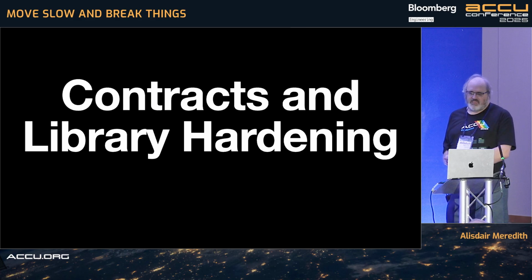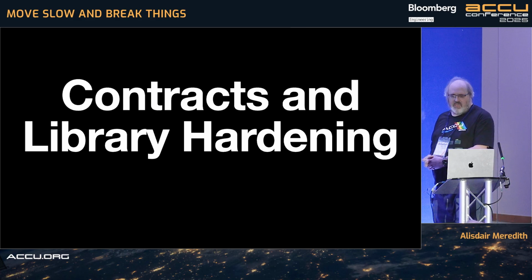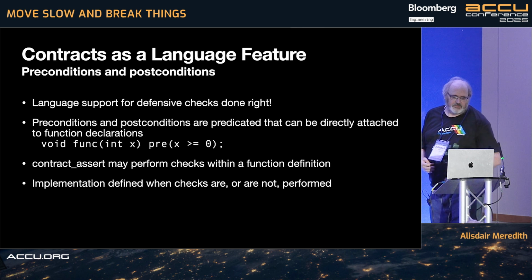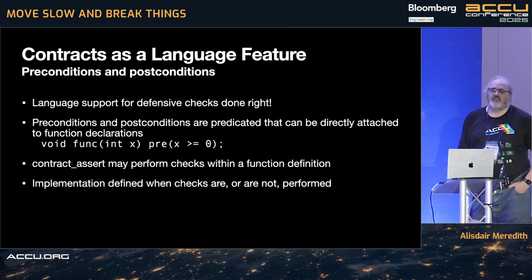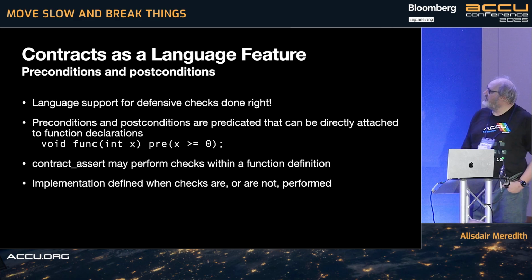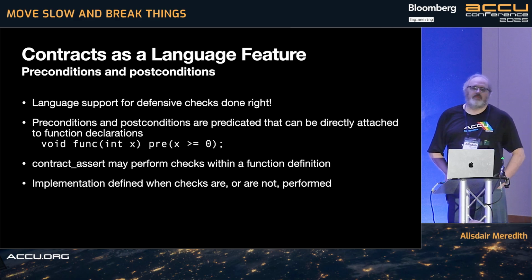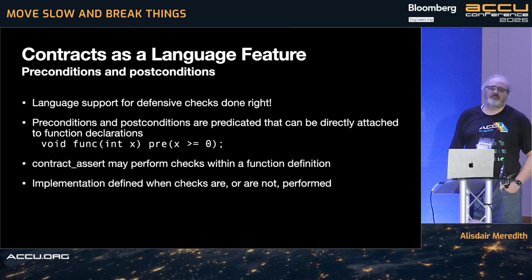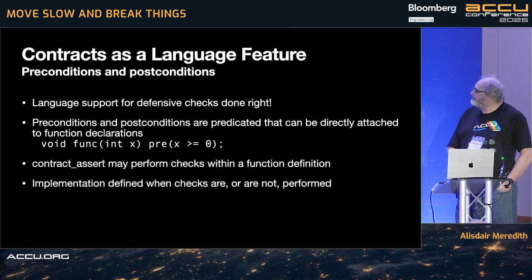A new way that's going to break us, this time at runtime: contracts and library hardening. Contracts are a new language feature where we can declare preconditions and postconditions on our function declarations. And then the compiler might be able to do something with those and help us find bugs in our code at runtime. Or maybe it's static analysis at compile time.